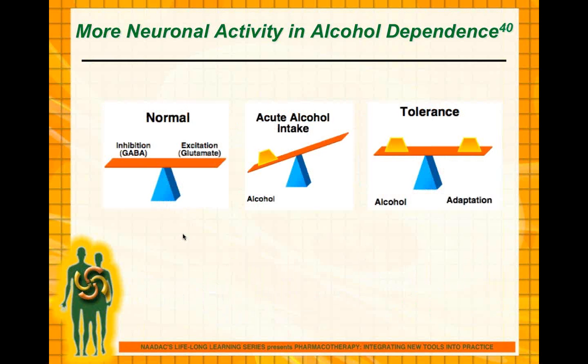So here's just another visual way to look at what I just explained. When a patient does not consume alcohol, they're just normal. They've got the same amount of GABA and glutamate to make their body have homeostasis. Then when you put alcohol on board, you get a lot more GABA, and so there's an imbalance. But in order to offset the amount of alcohol that's on board, the brain has to make some adaptations, and that makes it back in balance again.